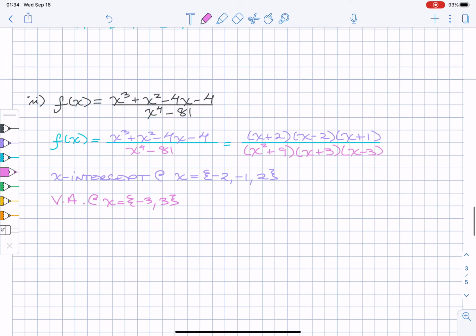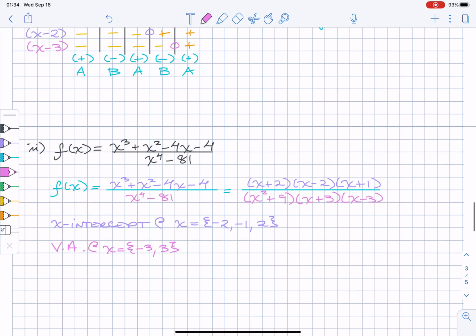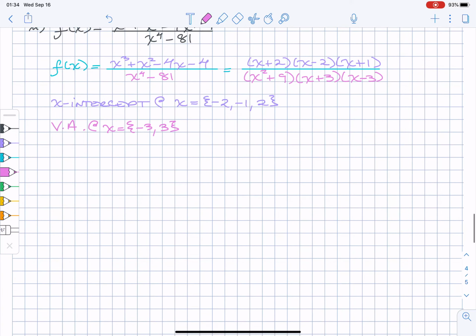Let's see, what did I do next after that? I did my horizontal. What about the horizontal? Since the degree 3 on top is smaller than degree 4, my horizontal asymptote will be at y equals 0 in this case.